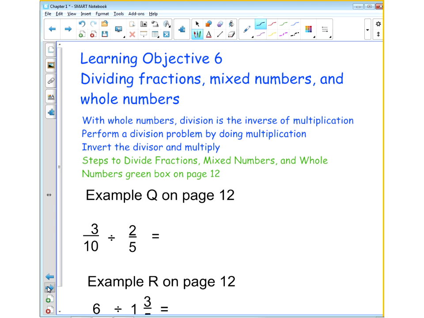All right. Now division, the last part of this chapter. Dividing fractions, mixed numbers, and whole numbers. With whole numbers, division is the inverse of multiplication. Perform a division problem by doing multiplication. Invert the divisor and multiply. The steps to divide fractions, mixed numbers, and whole numbers is on page 12. It's a nice green box. You may have learned cross multiplication for division in school. We're going to do something similar, just a little bit different.